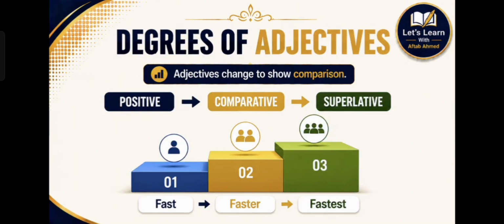Besides different types, adjectives also have degrees of comparison. These degrees compare people, places, or things. The three degrees are positive degree, comparative degree, superlative degree. For example, fast, faster, fastest. Let's understand each degree separately.